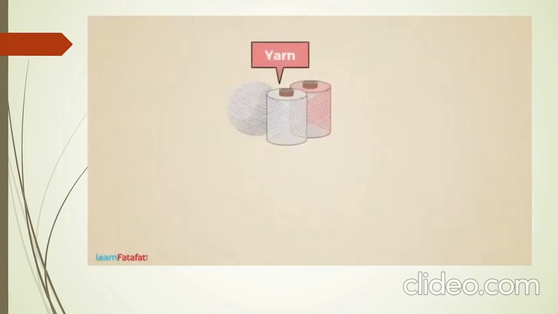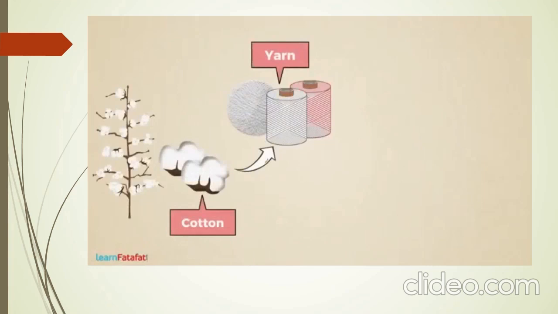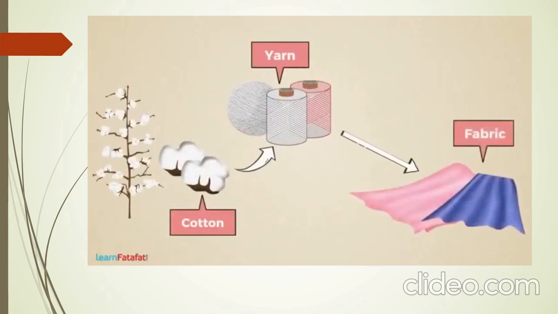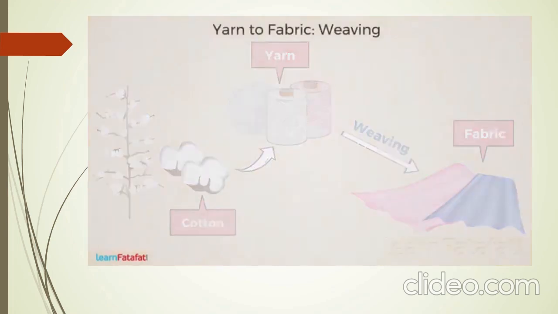After making yarn from the cotton, it is then processed to make fabric. There are a variety of methods for making fabric from yarn. In this lesson, we will learn about weaving. Let's understand it with an activity.